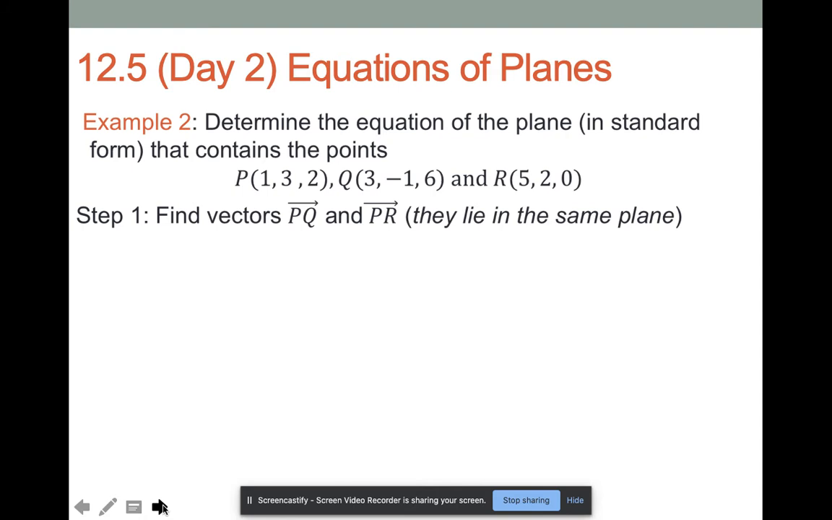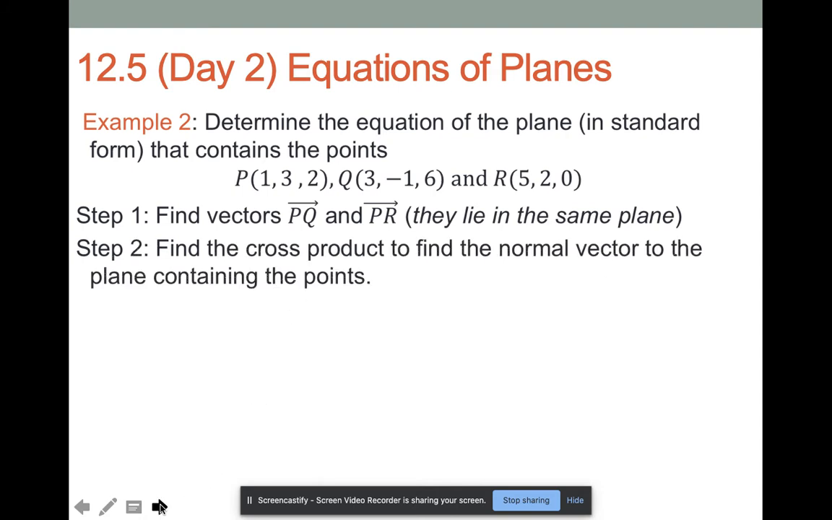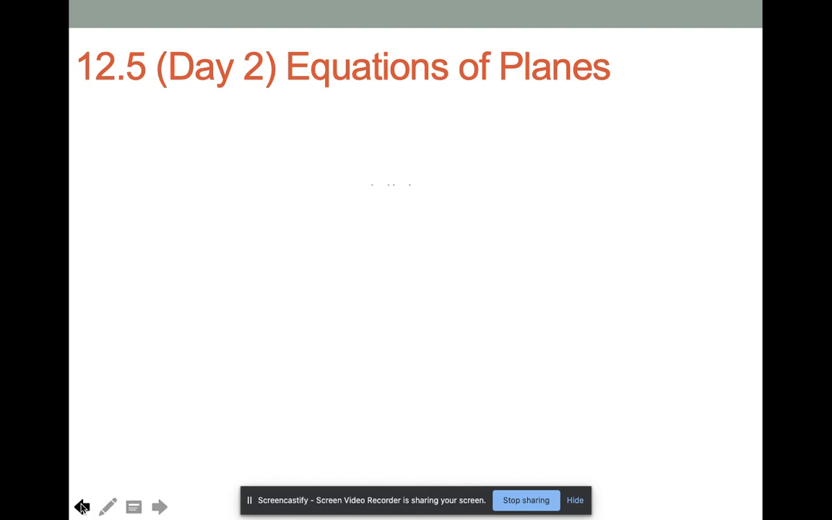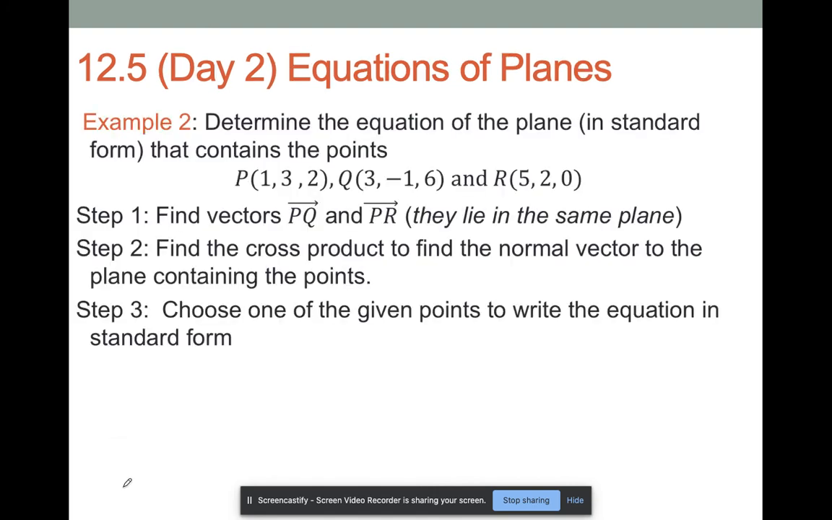I can use any of these points, but I need a normal vector. To get a normal vector to the plane, I have to create at least 2 vectors that lie in the plane. Then find their cross product to find the normal vector. Then I use one of the given points and I'll write the equation in standard form. So let's do that work.